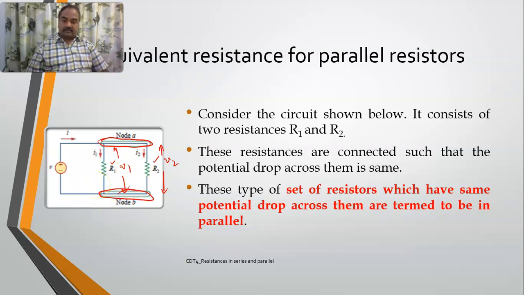These types of resistors which have the same potential drop across them are termed parallel. They are to be considered as connected in parallel. They are between the same points. See, this is between this and this. It is also between this and this point. Understood? So in this case, let us suppose the current flowing is I, and it is divided into I1 and I2.